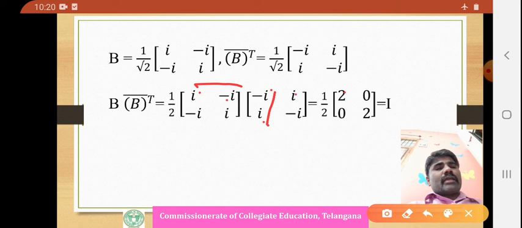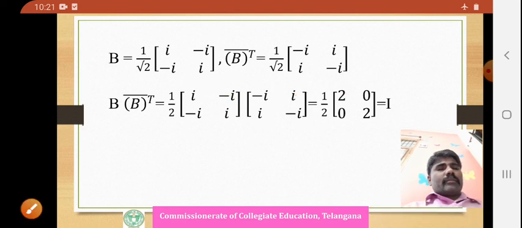And multiply i into i, this row, i into i is i square, -1, minus i into minus i, -1 plus i square, it will be 0. By multiplying these two matrices, you will get 2, 0, 0, 2. Wait, I think this example is not correct. Okay, I will check and clarify.